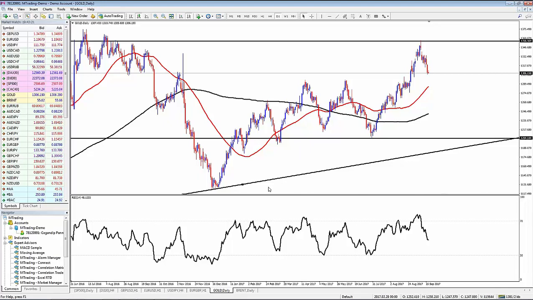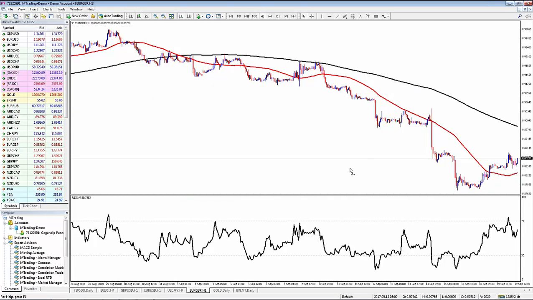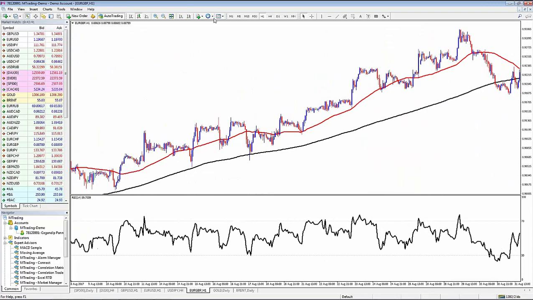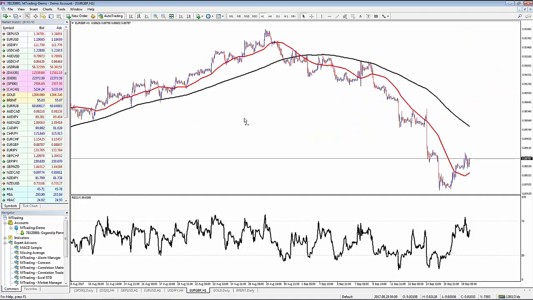Okay, let's move on from gold. Let's have a look at another asset. So let's go into Euro Sterling. A key point here, guys, a great setup over here, which is, let's zoom out a little bit. So if I now just remove that, and let's zoom out slightly.